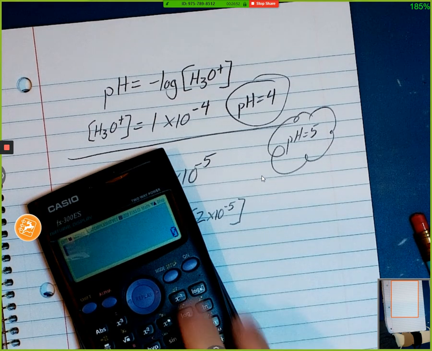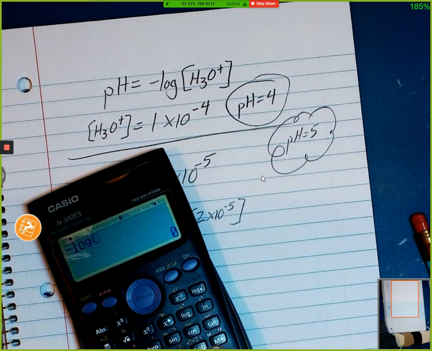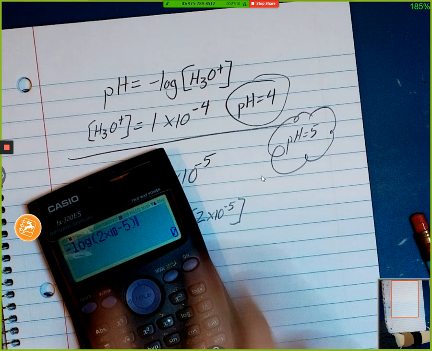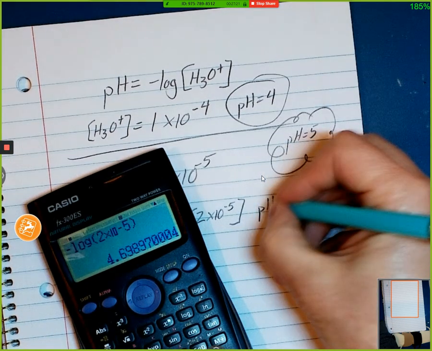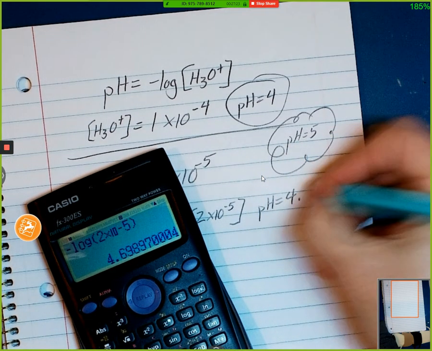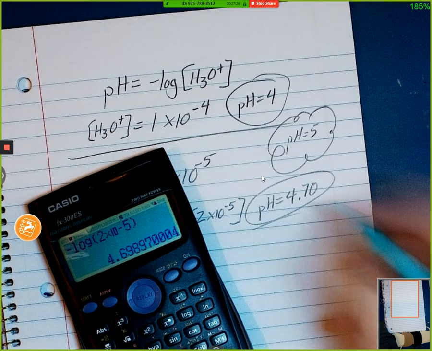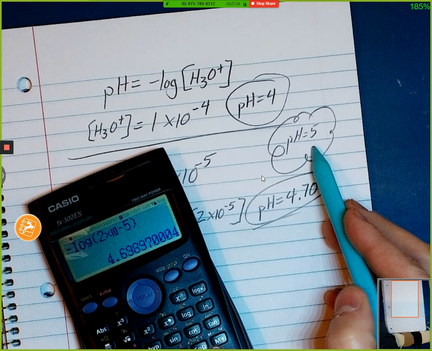Negative log of 2 times 10 to the negative 5. Now we were hoping for a pH of about 5, let's see. It gives us a pH of 4.698, so we could say that the pH for this equals 4.70, which is awfully close to the 5 that we were estimating it to be.